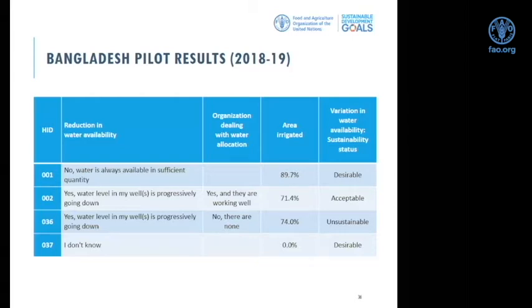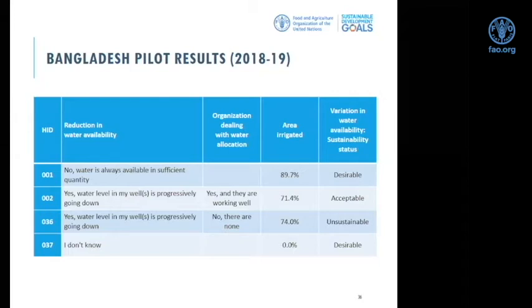Now, again, in terms of the Bangladesh example, the first holding replied, no, water is always available in sufficient quantity. We highlighted it as desirable, though it's irrigating more than 10% of its agriculture area with water. Holding two says, yes, water level in my wells is progressively going down, but I have an organization in my area that is working very well. So it's irrigating more than 71% of the area, but though water availability is going down, there is an organization, hence it is classified as acceptable.